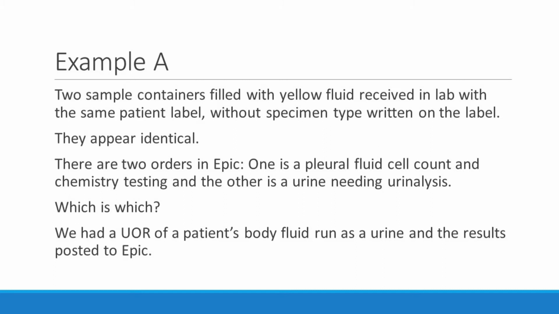So which is which? What happened was there was a UOR because the patient's body fluid was run as a urine and results posted into Epic, and that body fluid was tossed because they thought it was urine, and we only keep urines for 24 hours. Results are significantly different after 24 hours for urines. Fortunately, they found it in the biohazard bin, and they were able to rerun it, but it does show you how important it is for us to have those labeled properly.